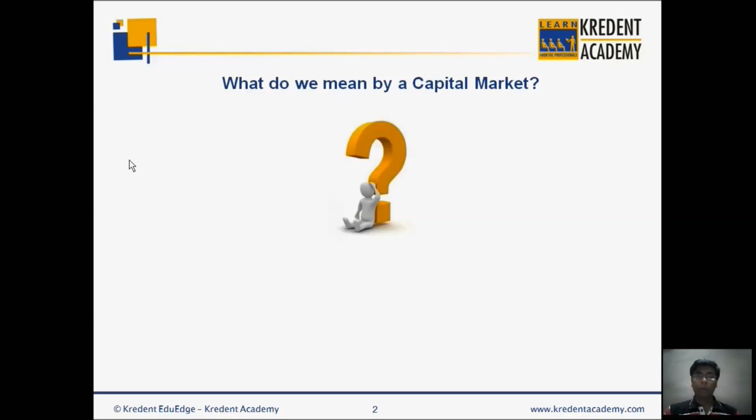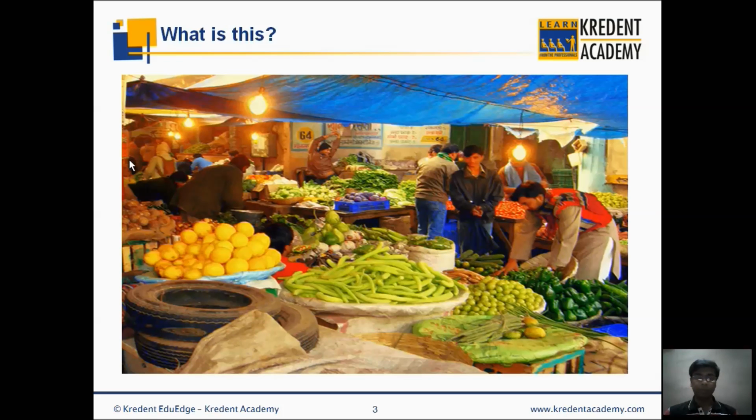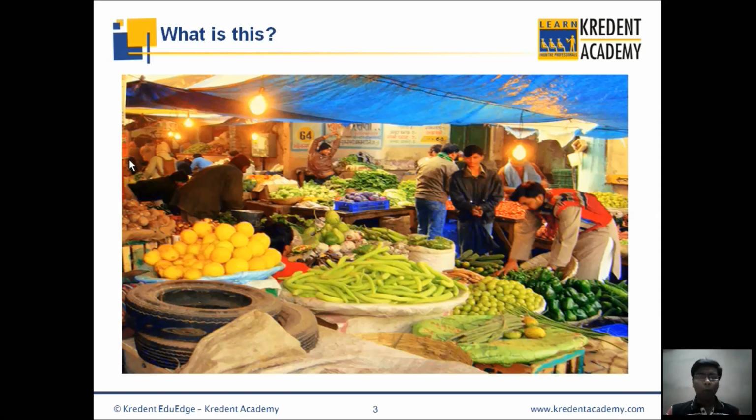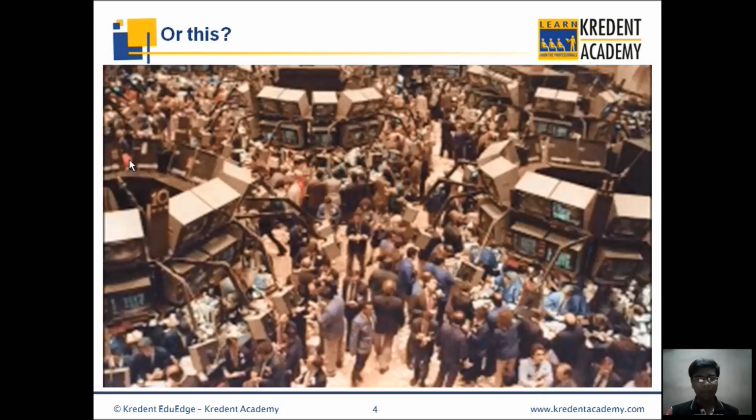Before I attempt to answer that question, I want you to take a look at this picture. What do you think this is? Well, of course, this is a market, a vegetable market, a market where you go and buy vegetables, right? Well, very simple. Yes, of course. But then what is this? Well, this is a share market, a place where you buy and sell shares. But then what is the difference between this and this?